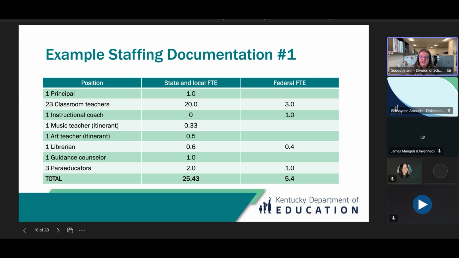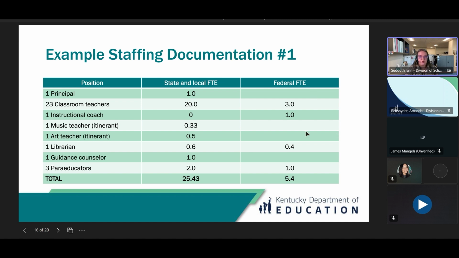That also allows KDE to ensure that only the instructional staff were counted. We don't have clerical staff or a cafeteria worker or somebody on there. We can also clearly identify the FTE of state and locally funded staff. So you don't have to use something like this, but it is an option. Now remember that only state and locally funded instructional staff FTEs are documented on the comparability report.